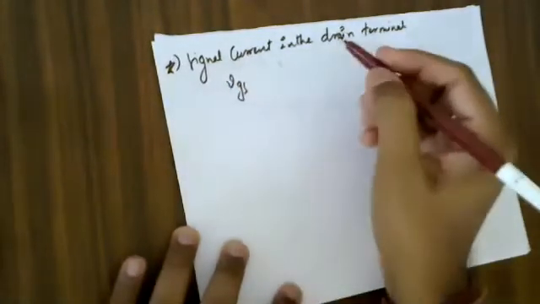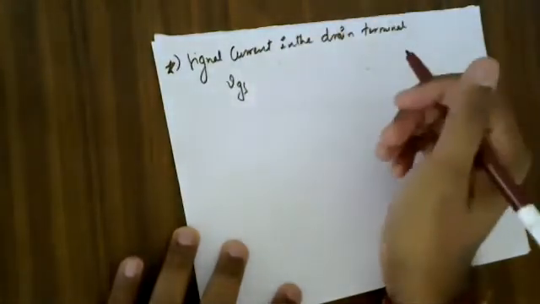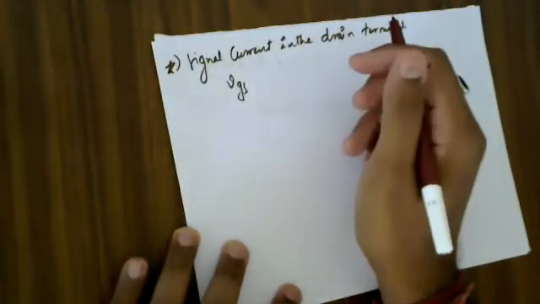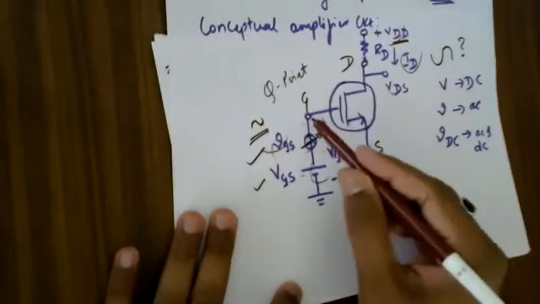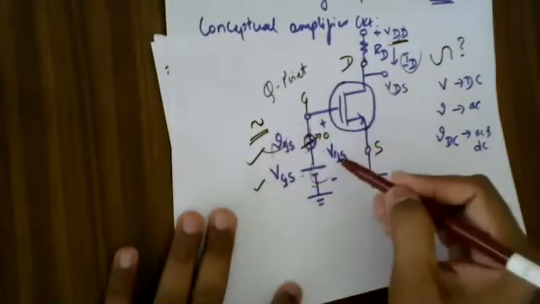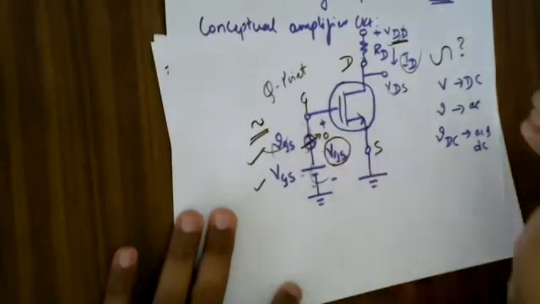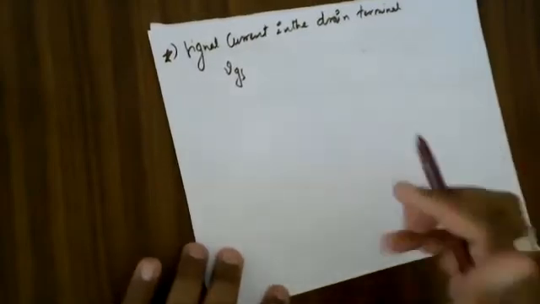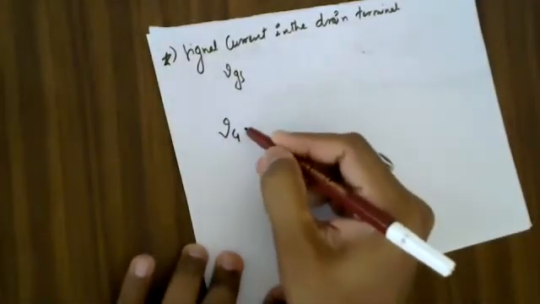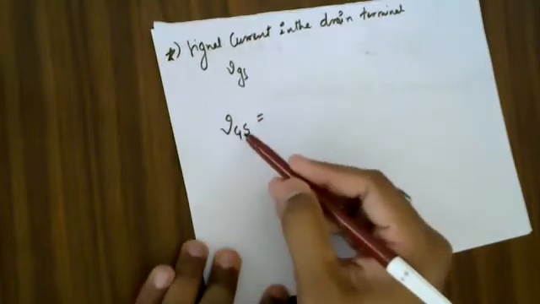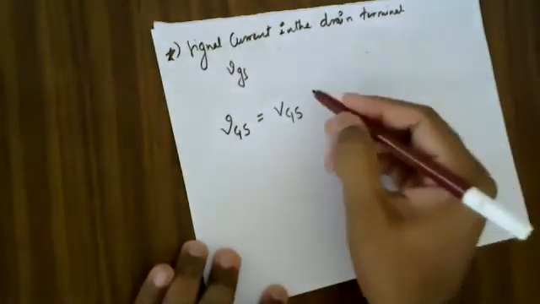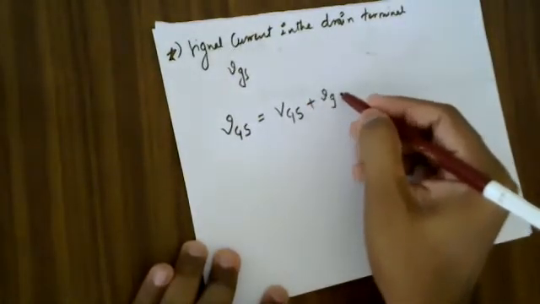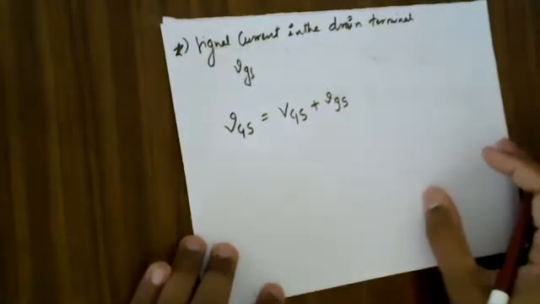When the input signal VGS is being applied, it leads to an instantaneous voltage signal at the input. This signal is included in the circuit, so that leads to an instantaneous voltage signal VGS. How can I write this VGS? I can write it as capital V GS, indicating it's a combination of AC and DC components: a DC component VGS plus a pure AC component vgs. I hope you're able to understand this.